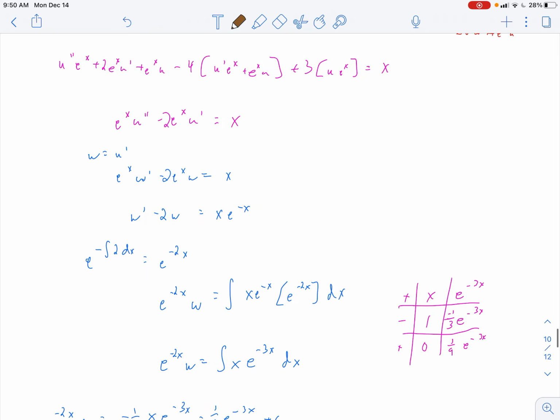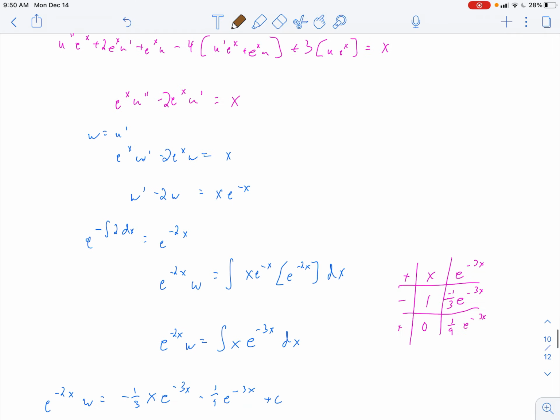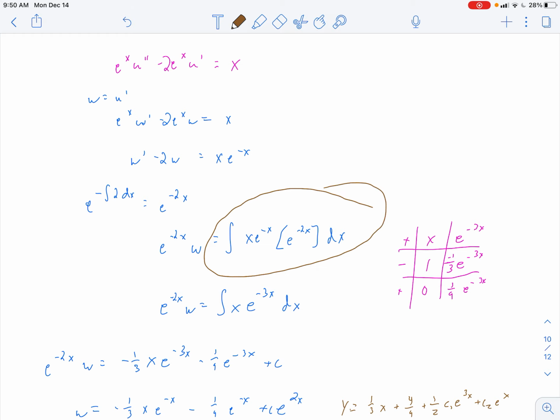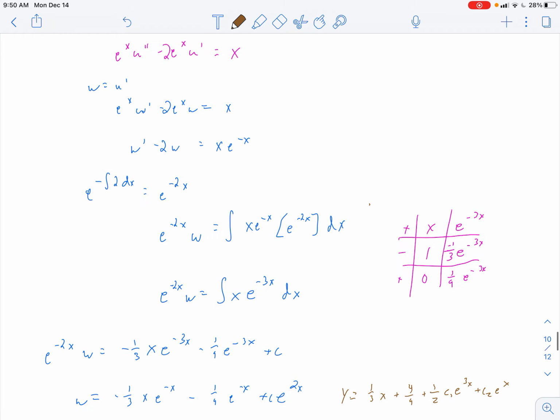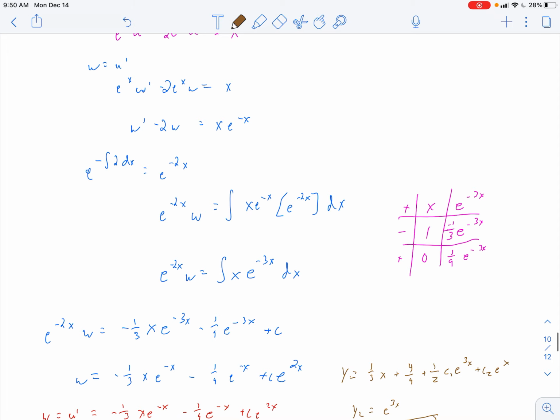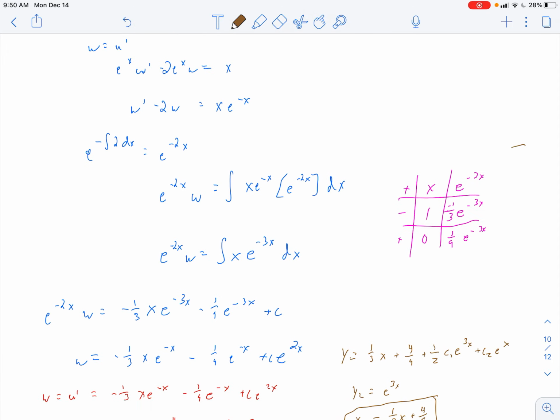For the integrating factor, we use the p-value, so e to the negative integral of 2 dx is just going to equal e to the negative 2x. We multiply both sides by that and take the integral of the right-hand side. When we multiply, we get the integral of x e to the negative 3x dx. After that, we take the actual integral. Over here to the right, I did the integration using the tabular method, or the tic-tac-toe method.